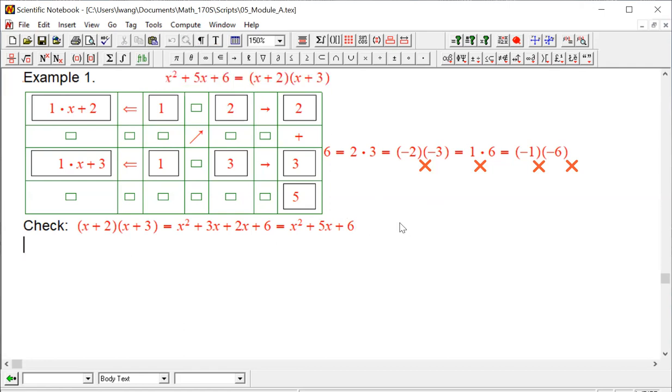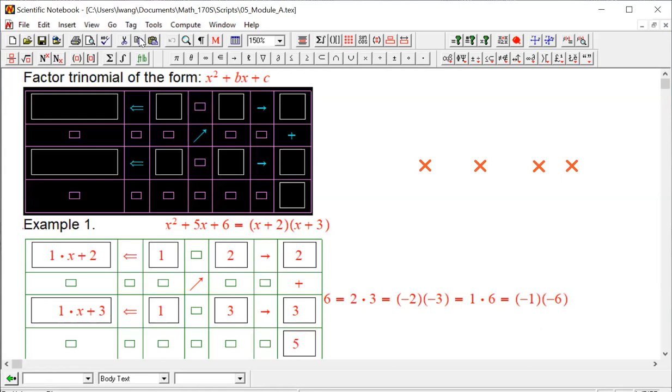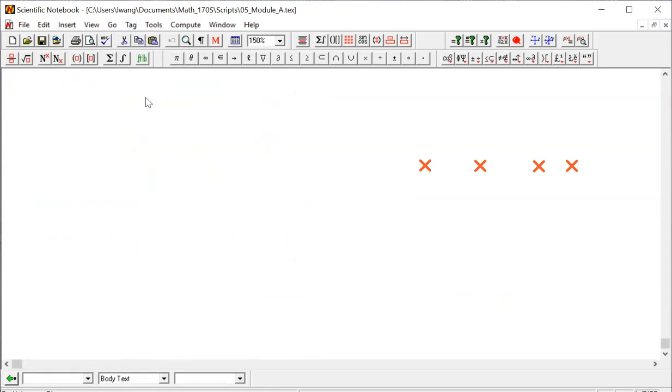Okay, so let's try another example. For example number 2, say we have x squared plus 12x plus 20. We're going to use the same setup, the same way to play the game.